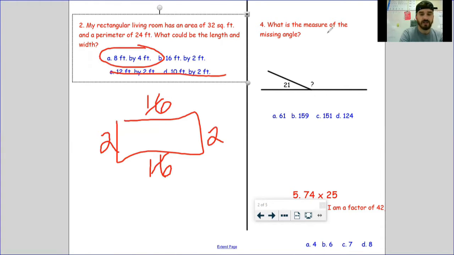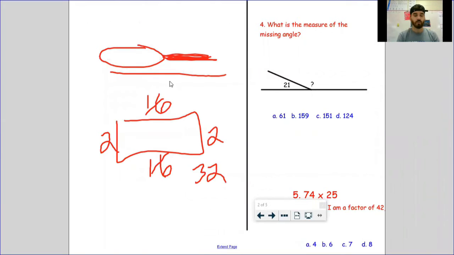16 plus 16 would already give me 32. So honestly, I could stop right there because it's already more than what I was looking for. So your length and your width have to work for the perimeter and the area. It's so much easier if you can get to a point where you can just eliminate answer choices, save you a little bit of time. So that one would have been A.